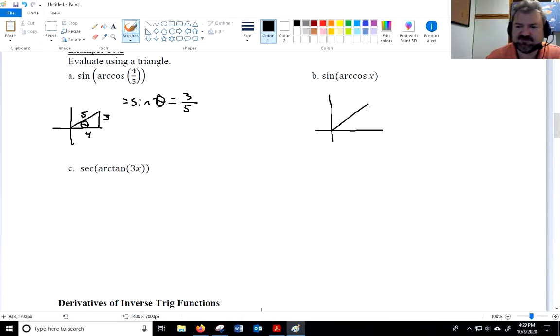Well, if this is x, we know that arccosine returns this theta, and cosine is adjacent over hypotenuse. So x is this bottom length, and 1 is up here. So we have to use the Pythagorean theorem, and you square that and subtract that squared. So it's 1 squared minus x squared. So then the sine of this angle must be opposite over hypotenuse, so it's the square root of 1 minus x squared.